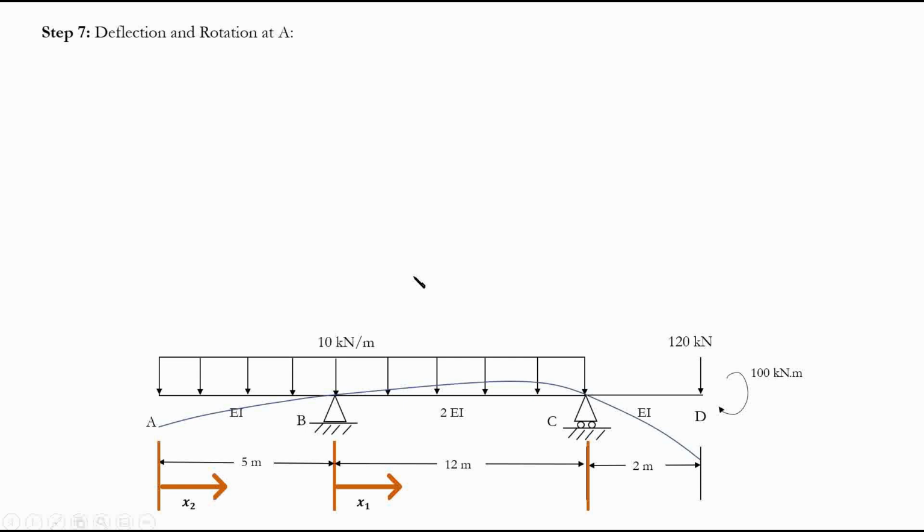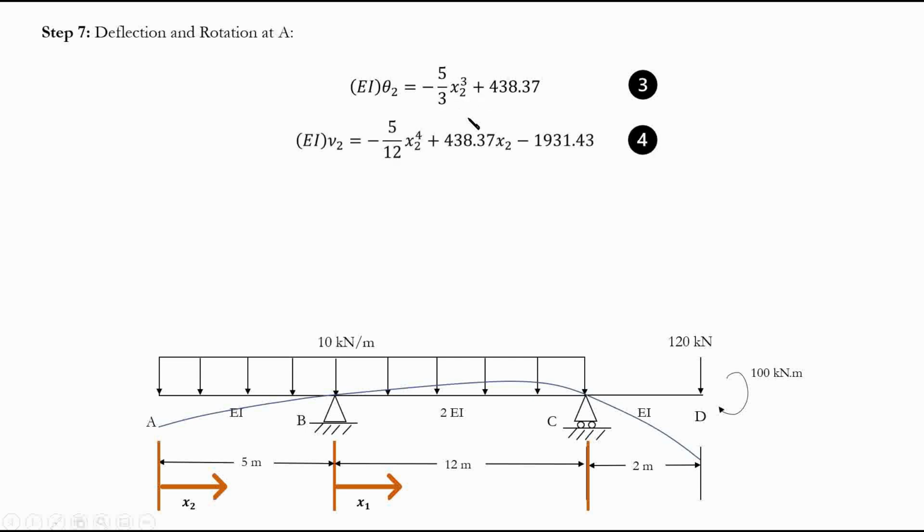To find the deflection and rotation at point A, I put x2 as 0. Why? Because my x2 starts from the left side to the right side. So at point A, the location is x2 equals 0. From the left side, the rotation and deflection are at x2 equals 0. So I just put x2 equals 0, and we end up with the values we want.